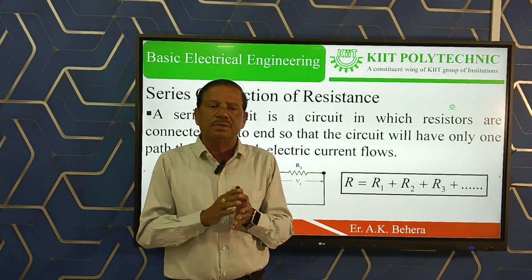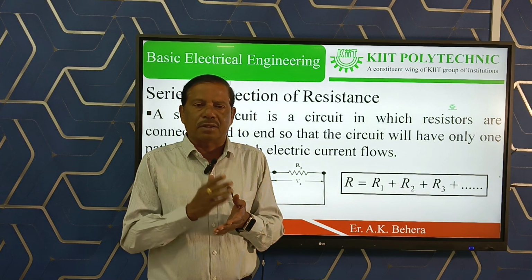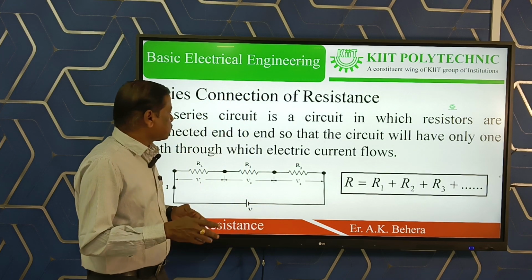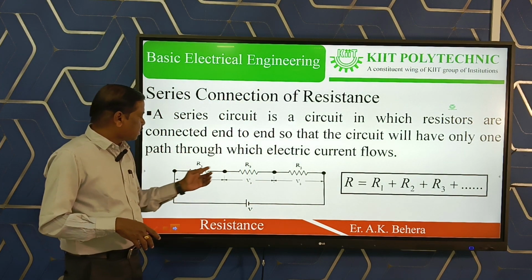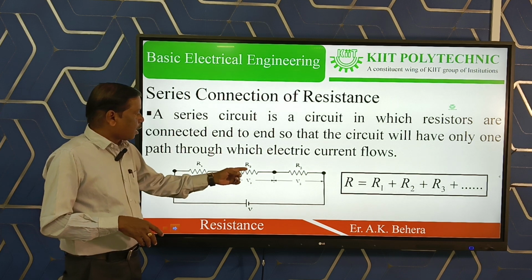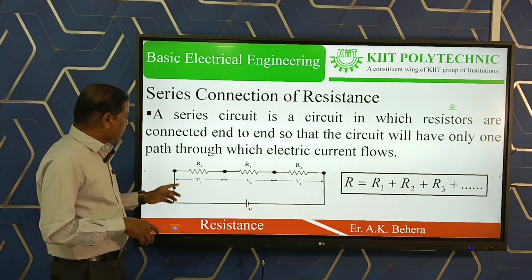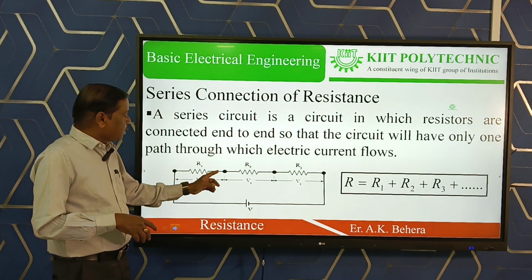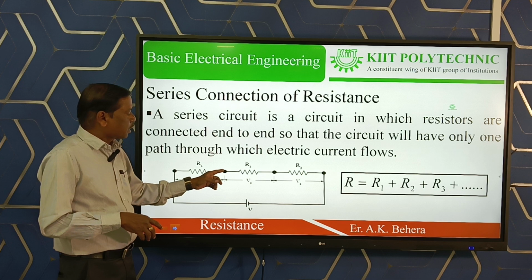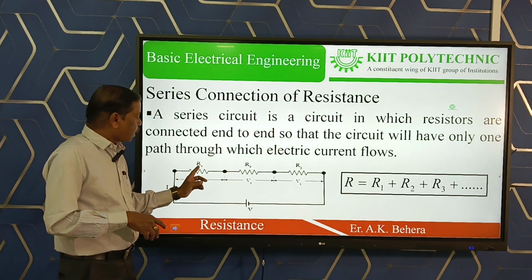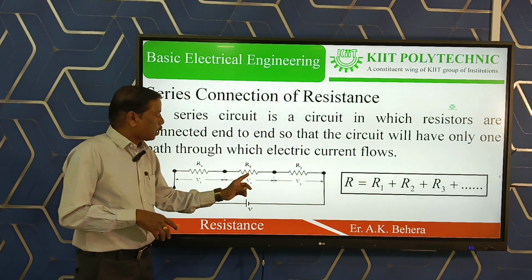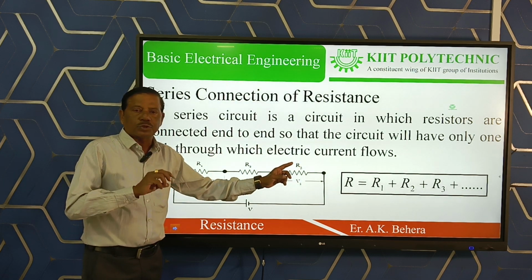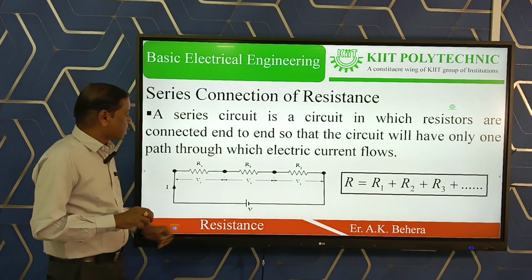Series, as you know, means one after another. The conductors or the resistances must be connected one after another. Suppose I have taken three resistors. This is the symbol of resistance: R1, R2, R3. This is the starting point and this is the end point. When R1 ends, the starting point of R2 is connected. That is, R2 is connected after R1 and R3 is connected after R2. So these are connected one after another in a continuous process. That's why it is called series connection.